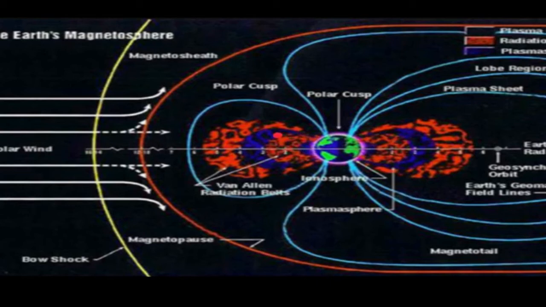So the outer Van Allen belt traps electrons that are from the sun, and the inner Van Allen belt ends up trapping protons that are a result of decaying particles that bounce off or reflect off our atmosphere.